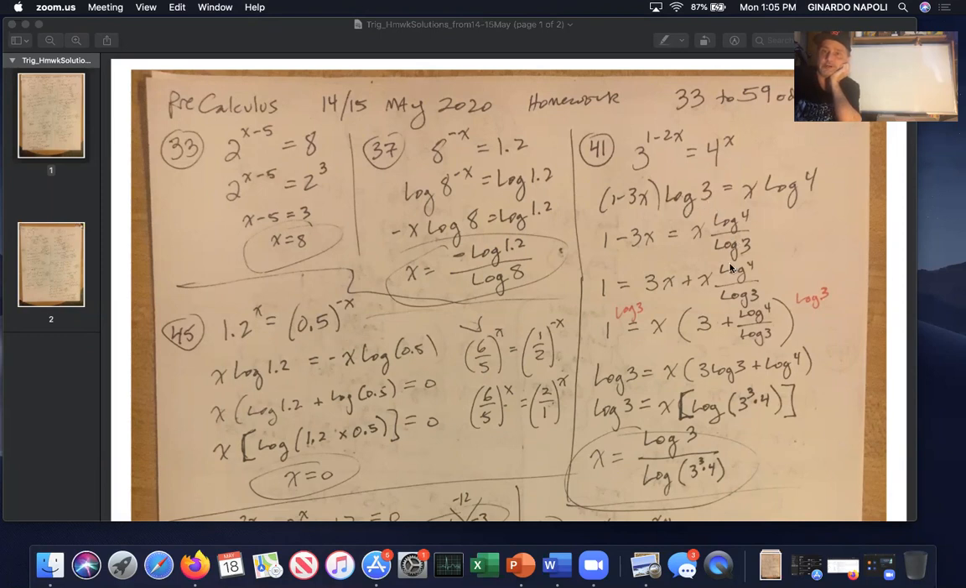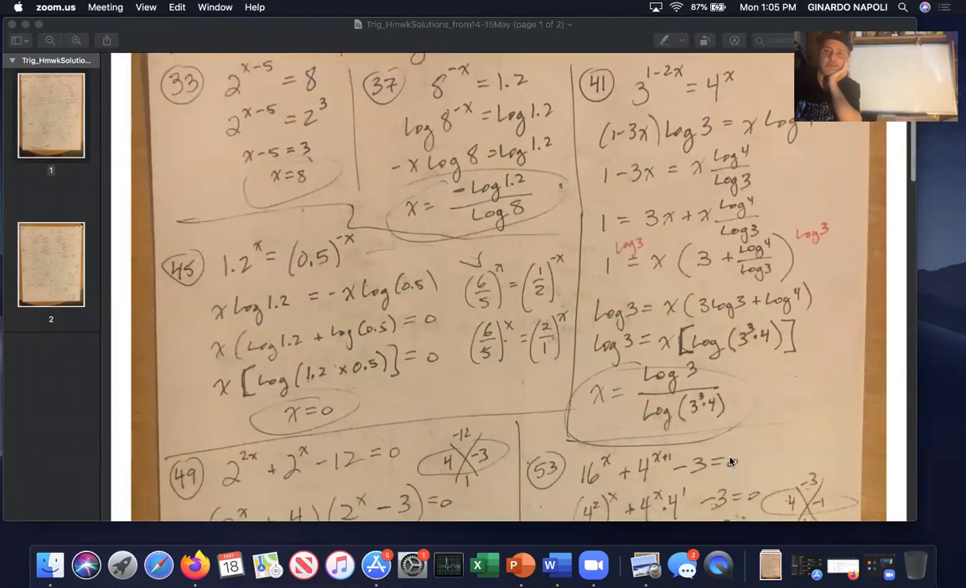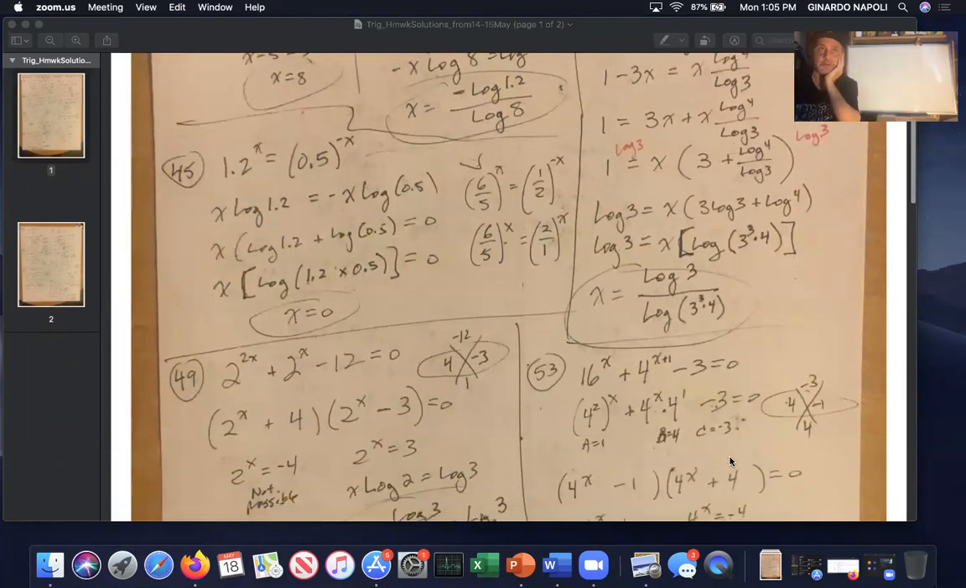And then I decided to divide by log 3, and then we want to get the x's on the same side, so I added the 3x and then factored out the x. And then now I'm multiplying the log 3 to both sides to get rid of this denominator, so that comes here. All right, and then this in parentheses is a whole bunch of log properties, so I converted that and then divided.